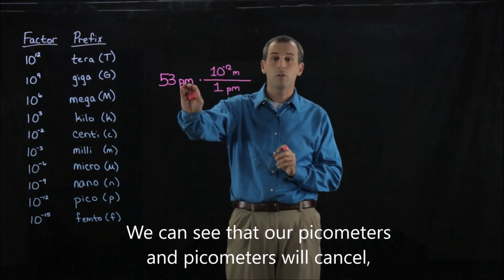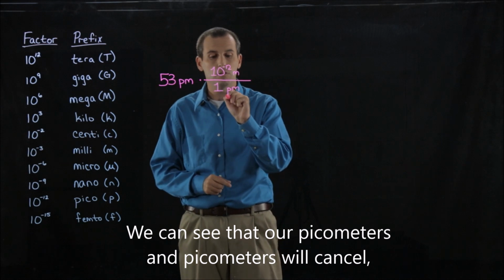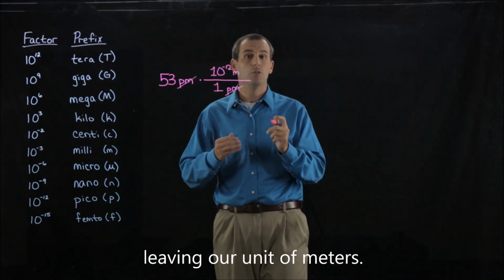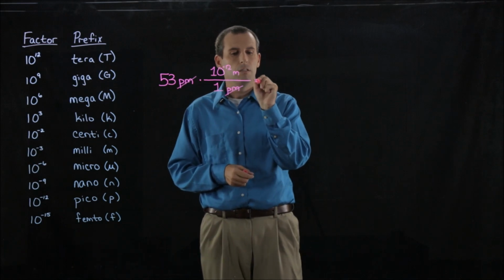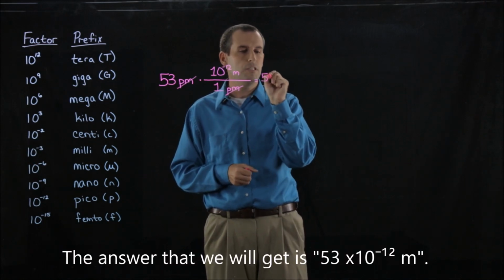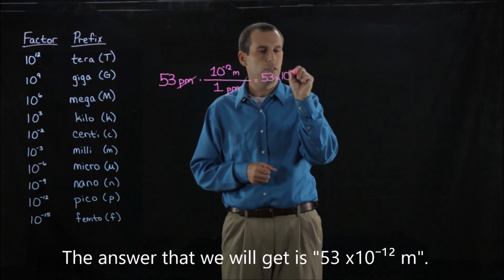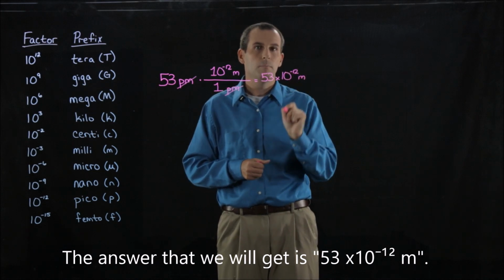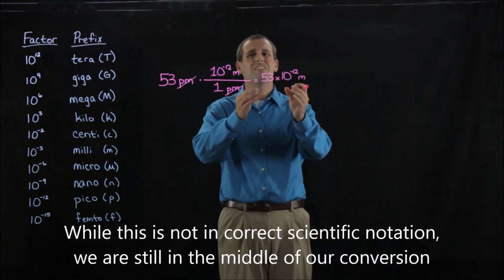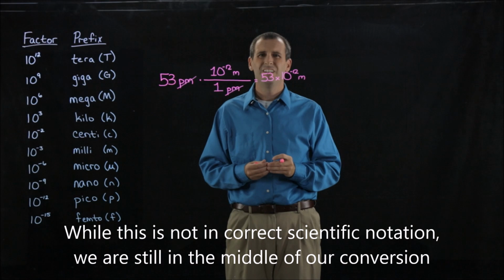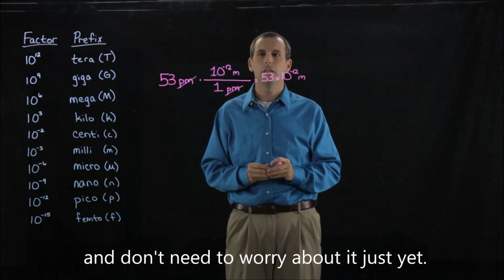We can see that our picometers and picometers will cancel, leaving our unit of meters. The answer that we will get is 53 times 10 to the minus 12th meters. While this is not correct scientific notation, we are still in the middle of our conversion and don't need to worry about it just yet.